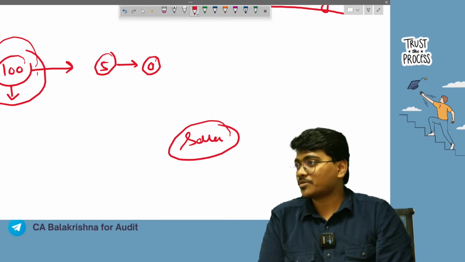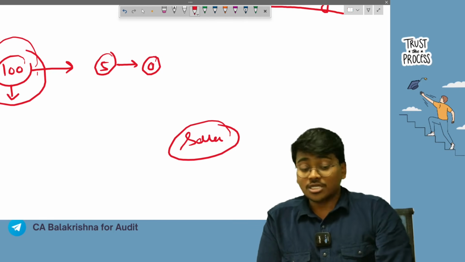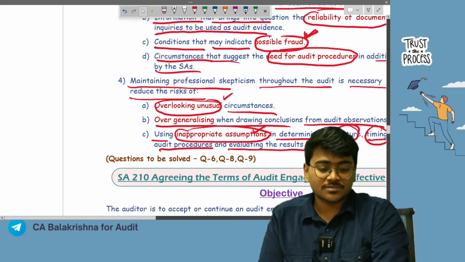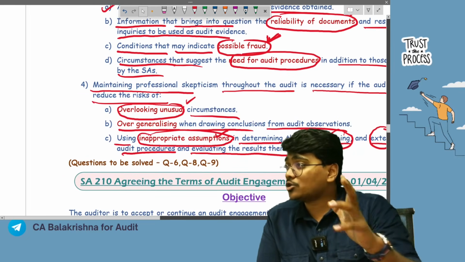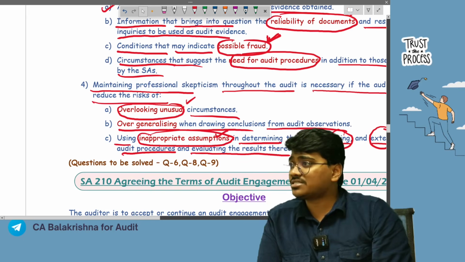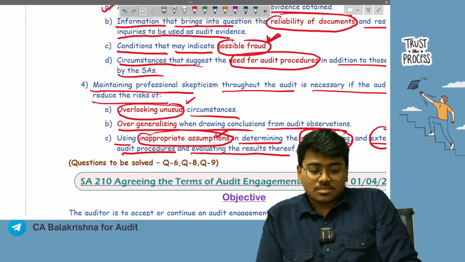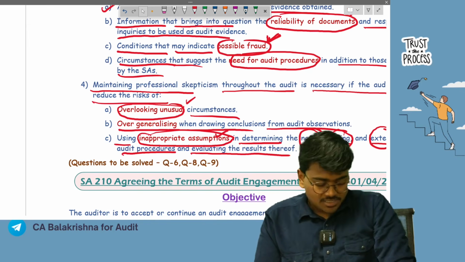professional skepticism. Professional skepticism is very important in order to avoid overgeneralization, in order to avoid inappropriate assumptions, in order to avoid overlooking of unusual transactions. So to avoid all these things, you have to maintain professional skepticism.